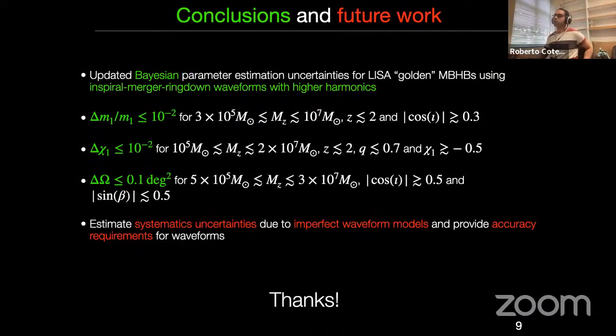And yes, I will leave you with the conclusion that basically we updated the Bayesian parameter estimation uncertainty for the Galactic binaries for all the relevant parameters. And here I'm just leaving the same bounds that I said before. I also want to tell you about some future work. The uncertainties I've been talking about are statistical uncertainties that are actually very small, but we do expect that systematic uncertainties are going to be very important. In particular, we want to understand how important the waveform model systematics are going to be and how good a waveform we need to not let them be important. Thank you.